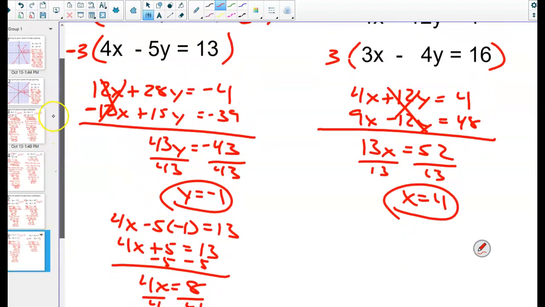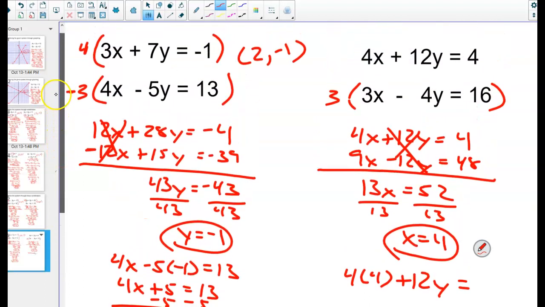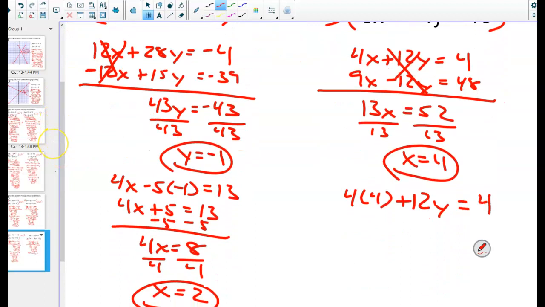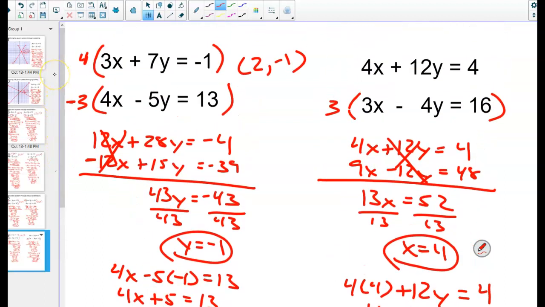You know what? Let's do the top one. 4 times 4 plus 12y equals 4. So 16 plus 12y equals 4. We subtract 16 on both sides. 12y equals a negative 12. We divide 12 on both sides. My y equals negative 1. So 4, negative 1 becomes my answer.